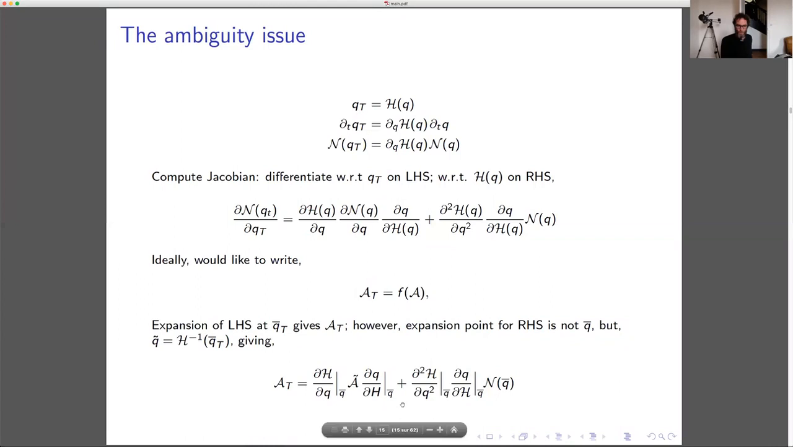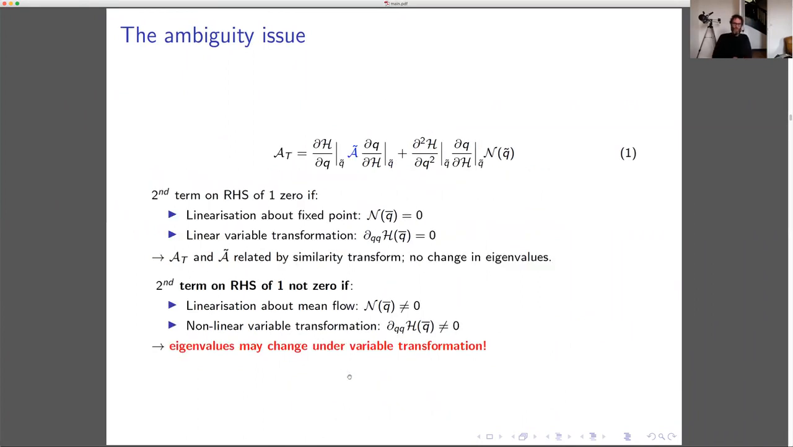But for the moment, let's discuss the equation that relates this operator A_t to this operator A tilde, which is based on this q tilde. What's interesting about this equation is the following. If the second term on the right-hand side is equal to 0, then you're talking about a similarity transform between A tilde and A_t, which means there's no change in eigenvalues, and that's fine. The second term is equal to 0 if you're talking about linearization about a fixed point of the Navier-Stokes system, or you're talking about a linear variable transformation, in which case this disappears, you've got a similarity transform, and so there's no change in eigenvalues.